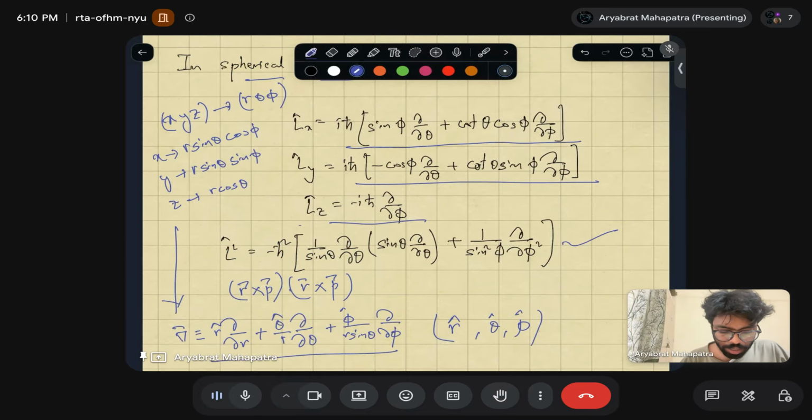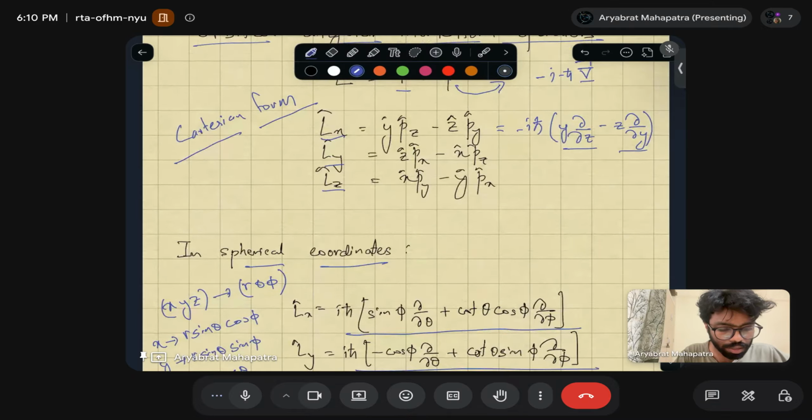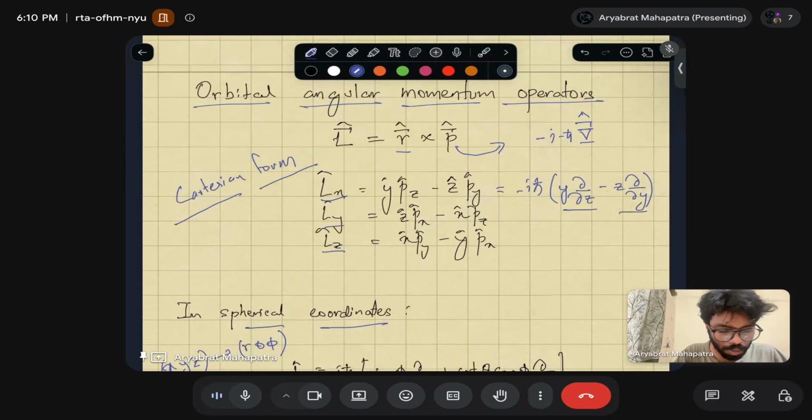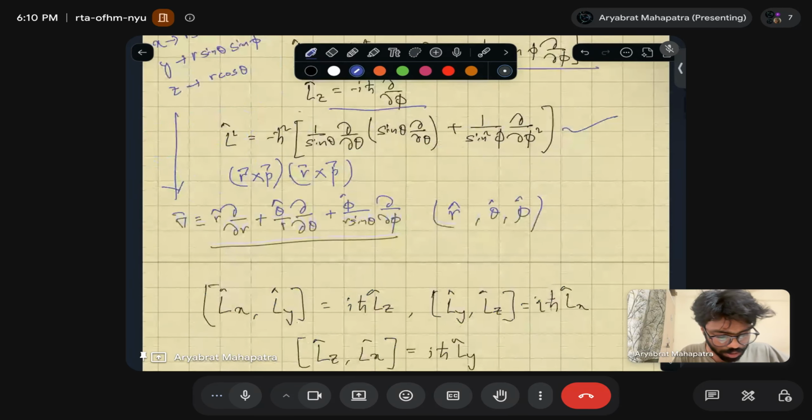So this is the idea about the operators, how you can express them in quantum mechanics for orbital angular momentum, and then we'll talk about their algebra.